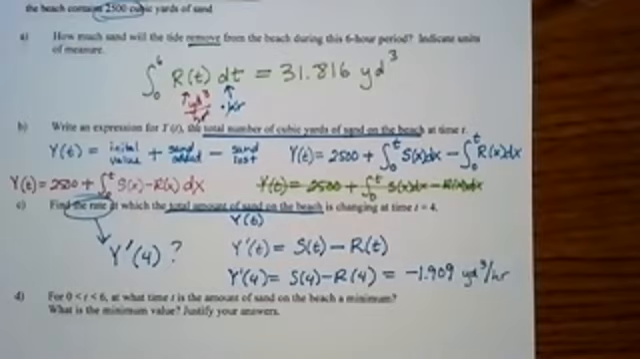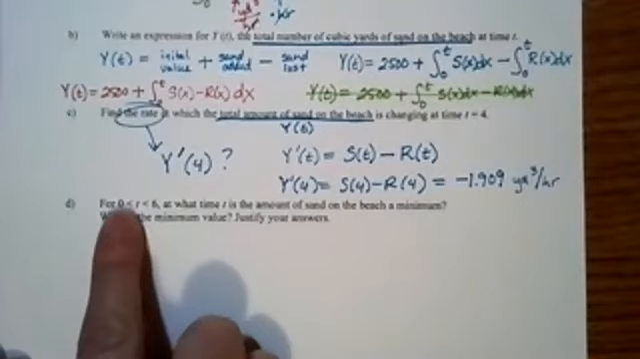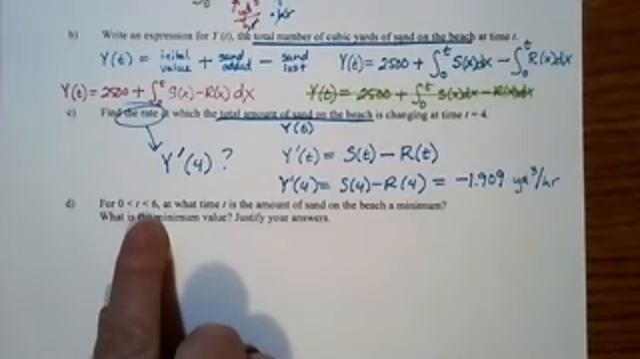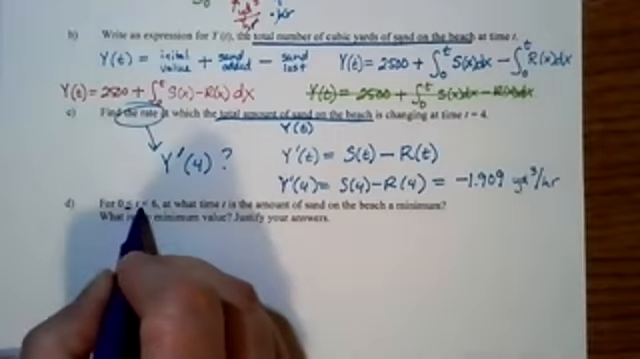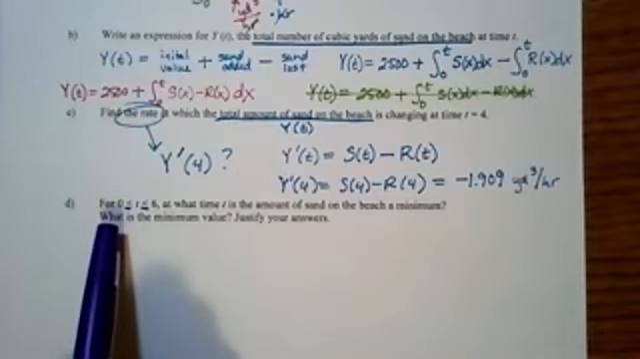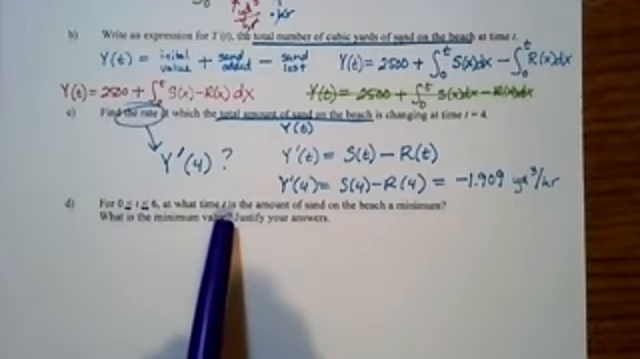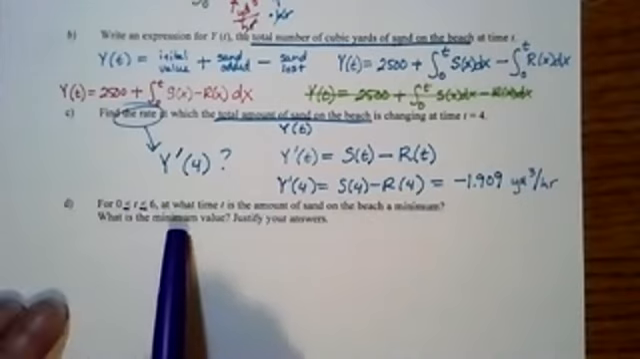All right, our last part D here, let's read through it and then see what we're going to do. For time t between 0 and 6, and that was a typo. You guys need to add something. It looks like they lost the "or equal to" in the printing. That should say "or equal to." Please add that. So for the time between 0 and 6, at what time t is the amount of sand on the beach a minimum? And what is the minimum value?